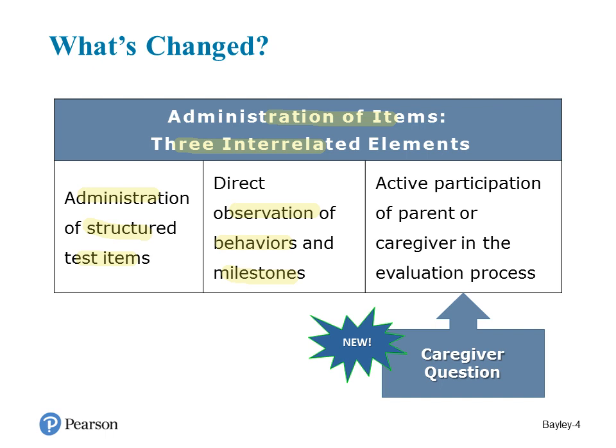So when we ask them to do something, they may not necessarily do it right at that moment, but they may do it later. They may do it later spontaneously. So in addition to the administration of the structured test item, we also have a component where we can directly observe the behaviors and milestones. Now, this is something that we did on the Bayley-3 screening test as well, right?